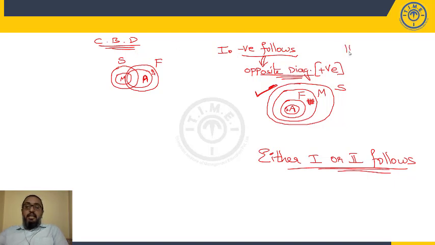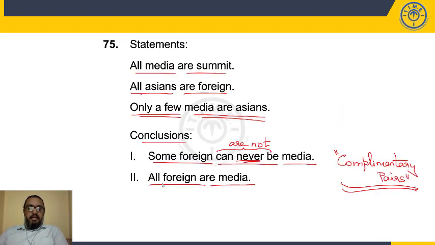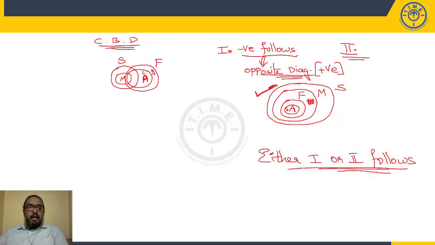Now what about the second one? Look at the second one. What is the second conclusion? All foreign are media. Are all foreign coming inside media in the combined basic diagram? No. So the positive does not follow. Correct? Now in the complementary diagram, check whether the negative follows. The negative says some foreign are not media. Is it following? No. All the foreign are inside media. But what about the second one, the positive? Is it following? Yes.